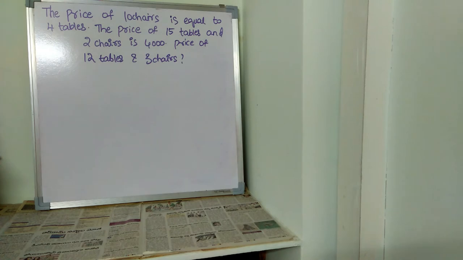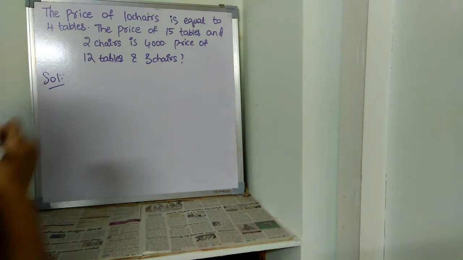Coming to the next question: the price of 10 chairs is equal to the price of 4 tables. The price of 15 tables and 2 chairs is 4000 rupees. Then the question is, what is the price of 12 tables and 3 chairs? Okay, so now let's see what he is saying.